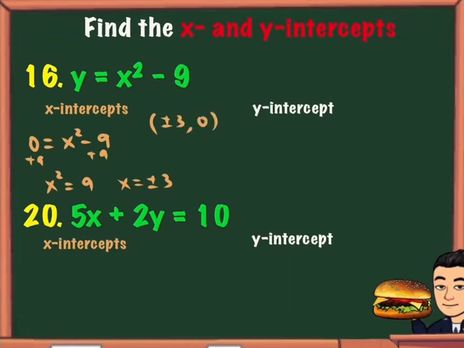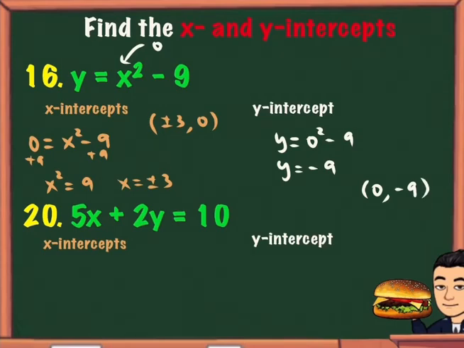So next, if you want to find out the y-intercept, you want to insert 0 into x. So you have y equals 0 squared minus 9. So y is going to equal negative 9. So the y-intercept is going to be 0 comma negative 9.